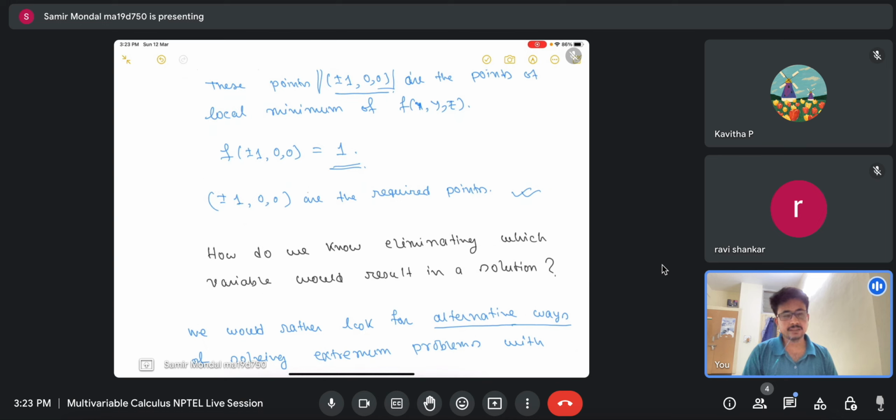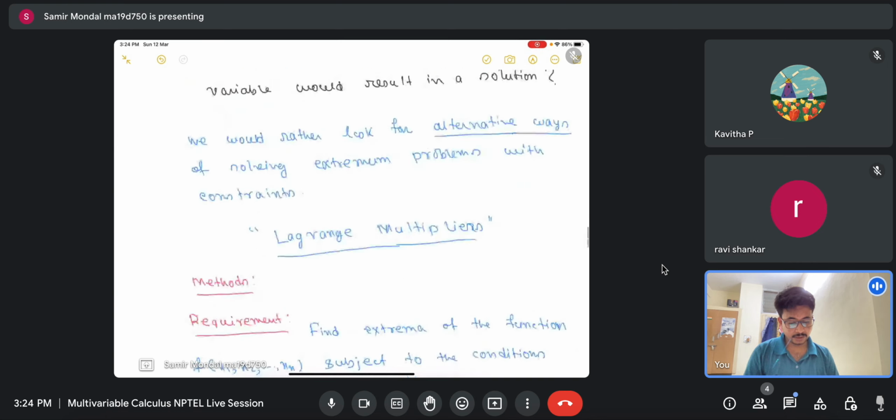And for math students, if you are not getting the proper answer, then sometimes we are not feeling good. So this process is not at all good. Then we have to look for other methods. The next method also has some restrictions, but the next method is better than this one. So what is the alternative method?